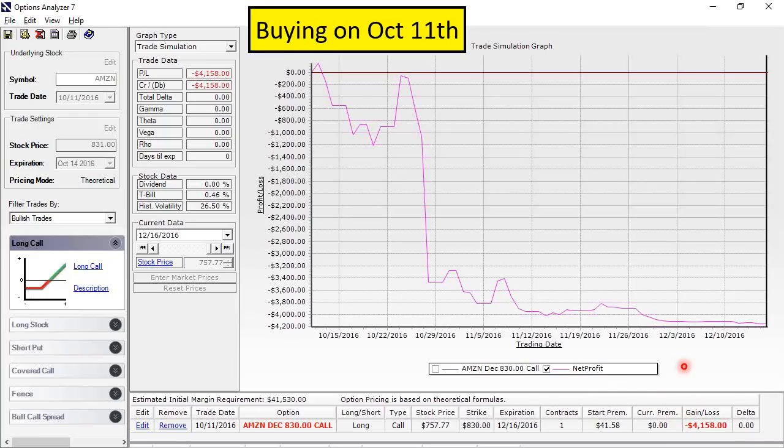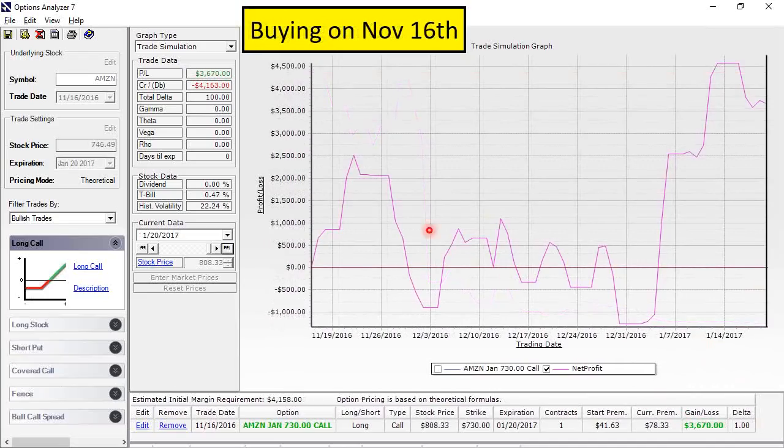Instead of doing it that way, do it at the right time, which would be when the market is exploding off of the bottom. Here's November 16th. One contract still, $4,100. You can see that's the debit over here, $4,163. By the time expiration date was coming, you're up $3,600. That's almost a 100% return on your investment. Now, let's be real here.